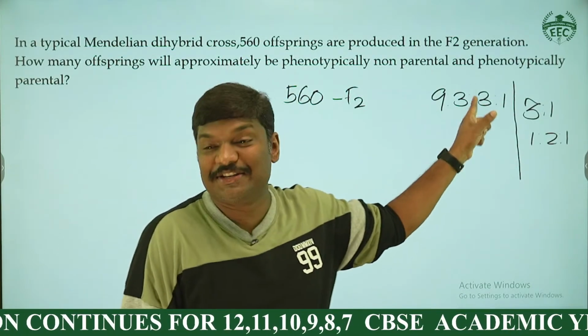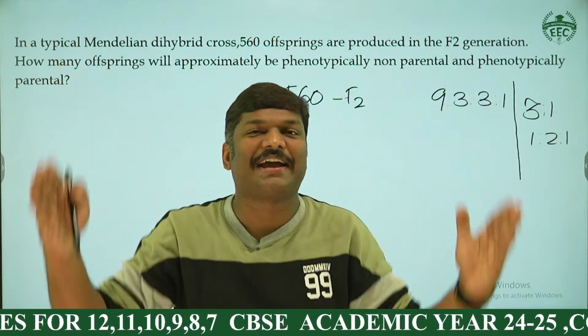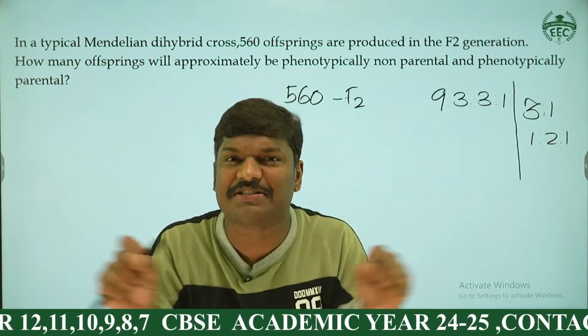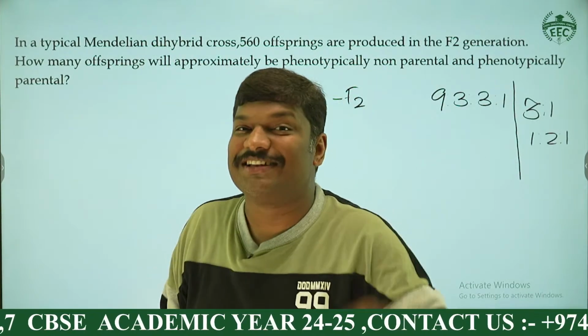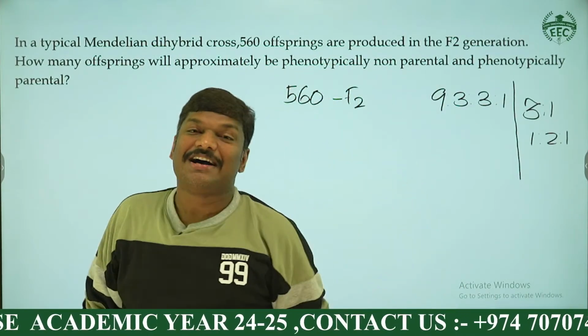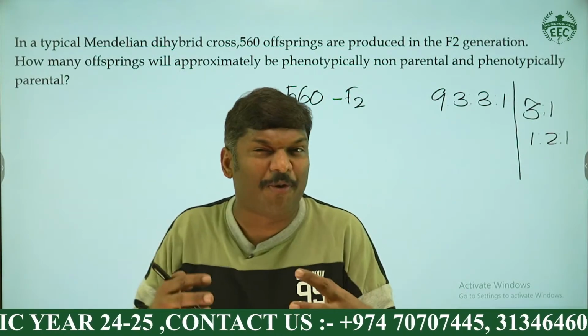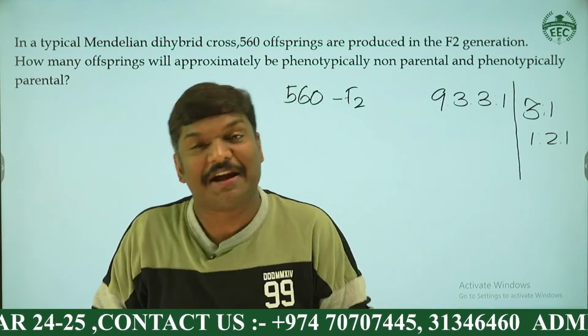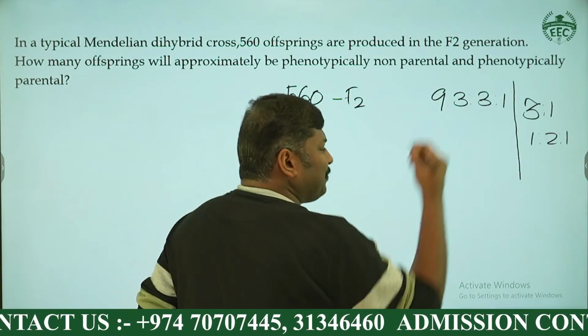So 9:3:3:1 means what? How many total boxes are there? When you are doing a dihybrid cross, you have to draw a Punnett square, developed by Reginald C. Punnett. You can see in that Punnett square, you studied nearly 16 squares. In the 16 squares, the phenotypic distribution is nothing but 9:3:3:1. And here the total 16 boxes you can see.